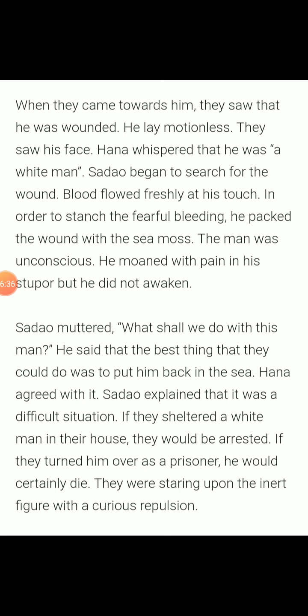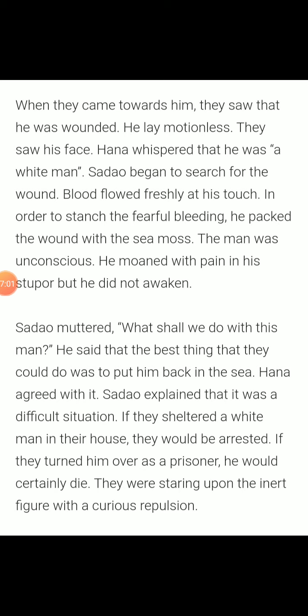Sadao began to search for the wound. Blood flowed freshly at his touch. In order to stanch the fearful bleeding, he packed the wound with the sea moss. The man was unconscious. He moaned with pain in his stupor, but he did not awaken. Sadao muttered, "What shall we do with this man?"